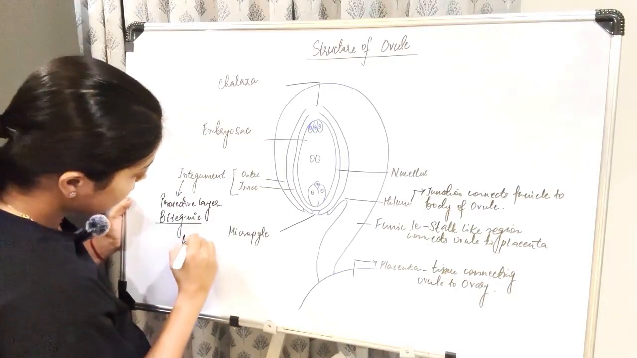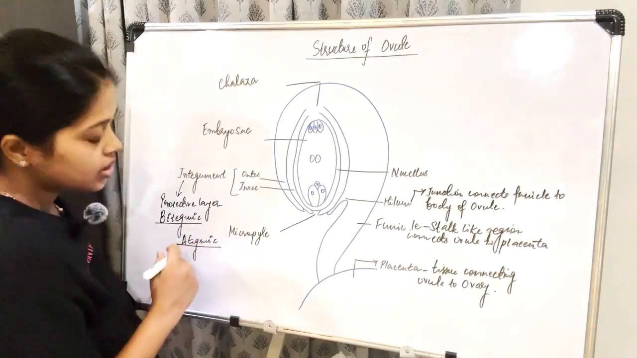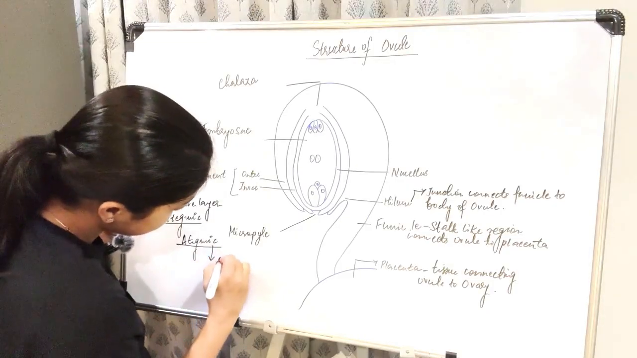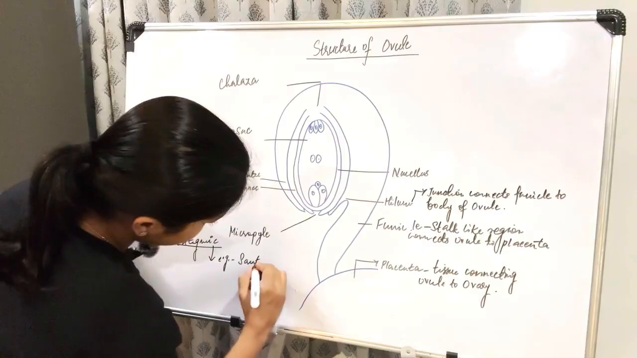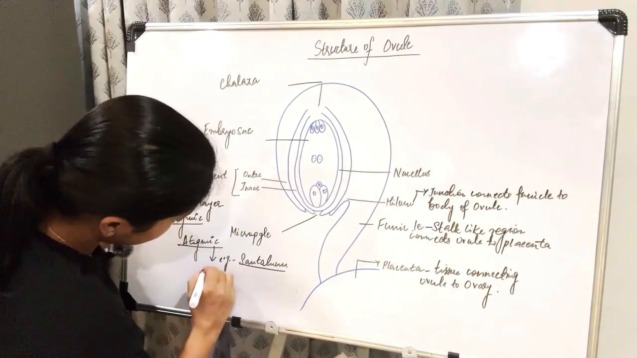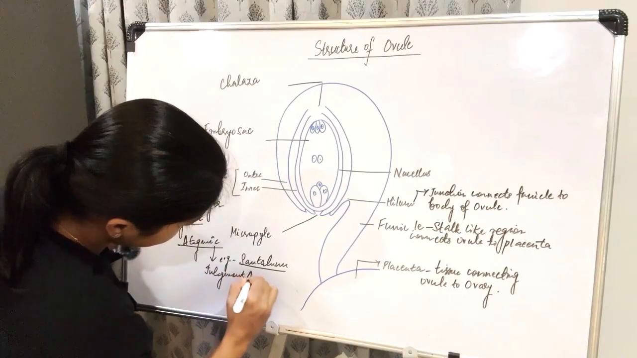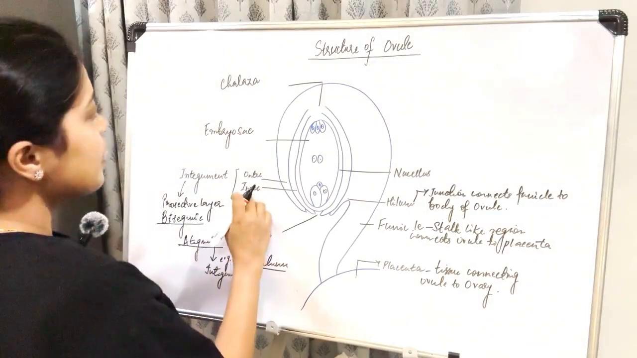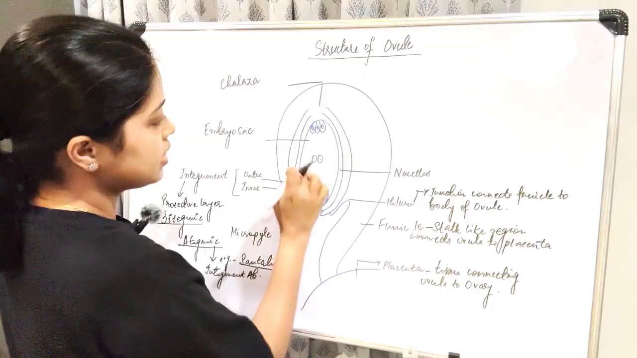When the integument is absent, that condition is called ategmic, and the example is Santalum. So here the integument is absent. Clear? Then we have the nucellus.